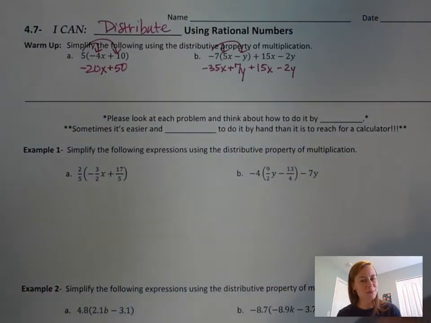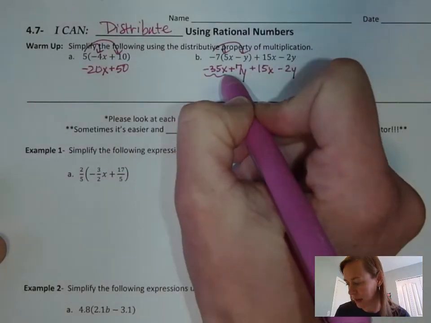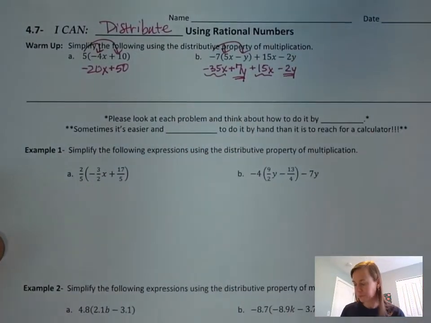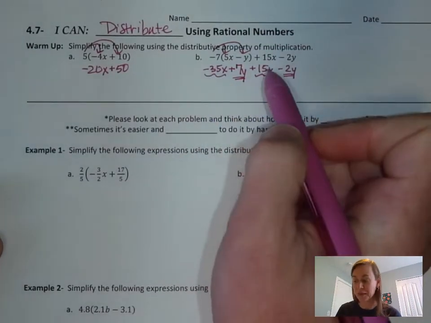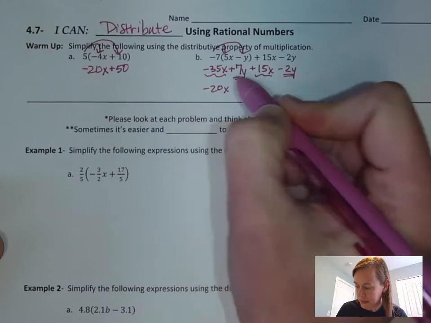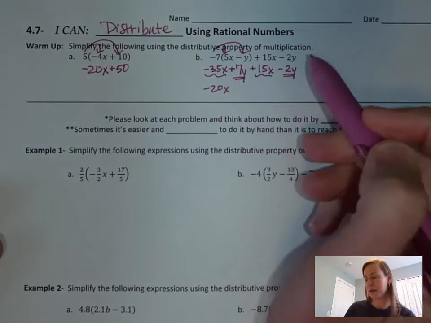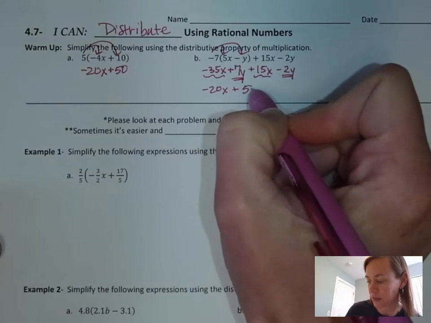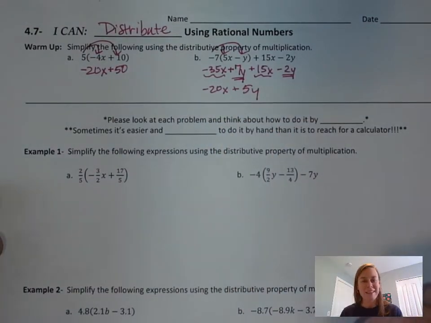So are we done yet? No, because we still have some like terms we can combine. We've got some x terms here, and we have some y terms here. So what is negative 35 plus 15? That's going to be negative 20x. Now let's combine the 7y minus 2y. That's going to give us plus 5y, because 7 minus 2 is 5. And now we are done.